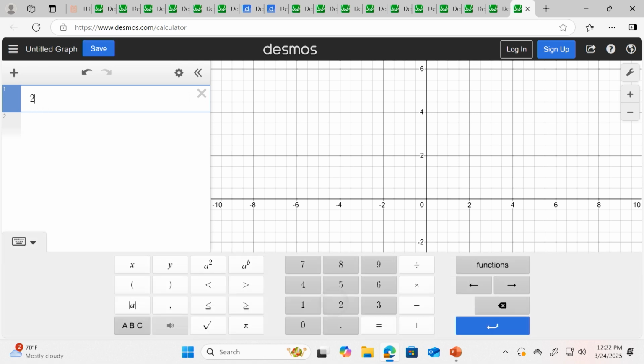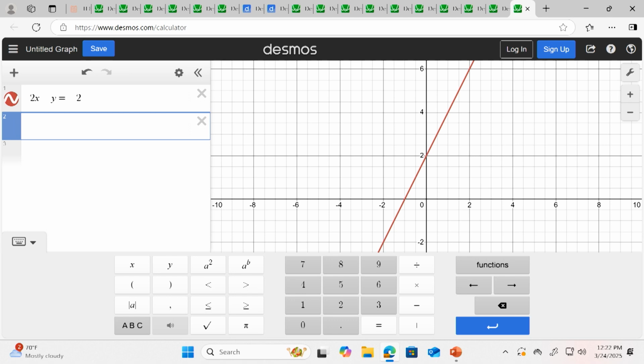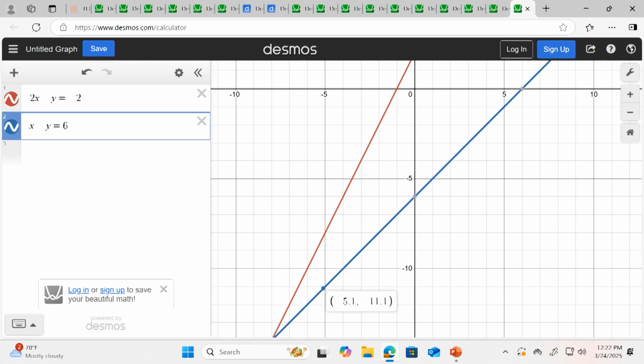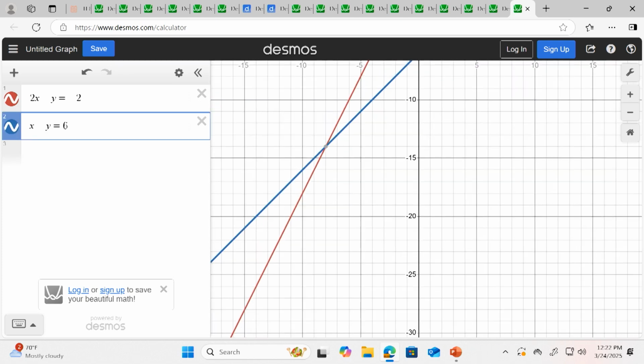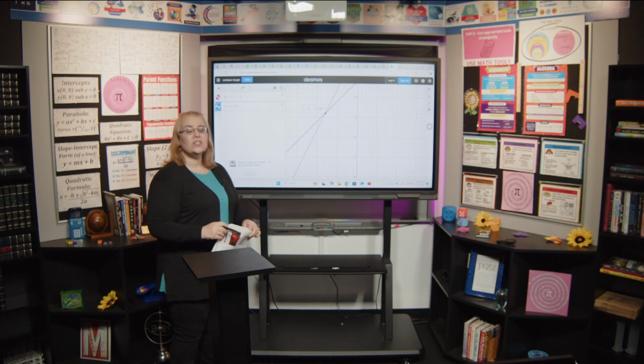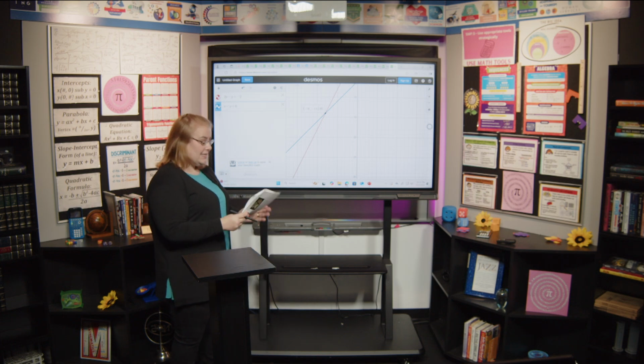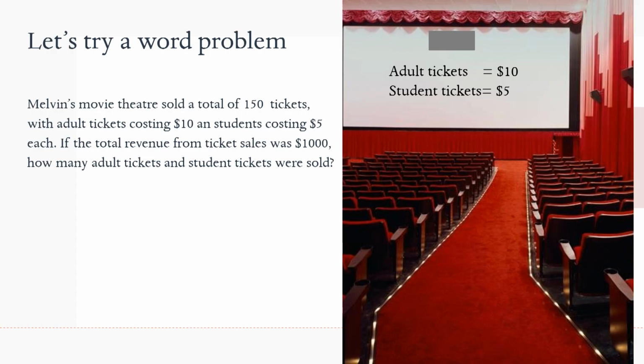I have 2x minus y equals negative 2, and then I have x minus y equals 6. Now remember, we got negative 8, negative 14. So where these two cross is negative 8, negative 14. We found the exact solution set. The exact.